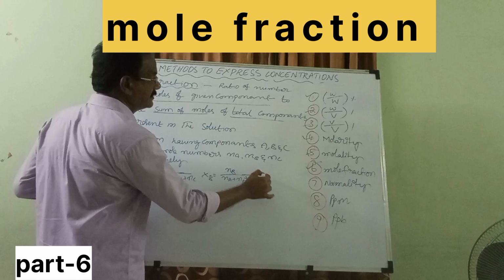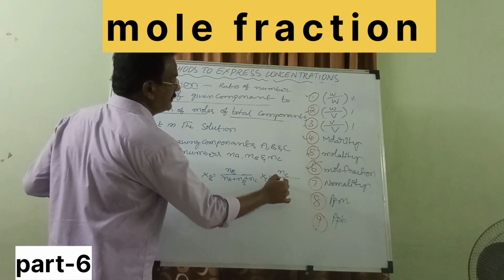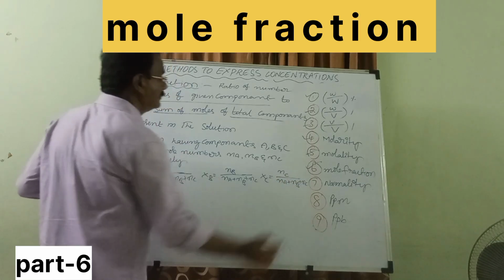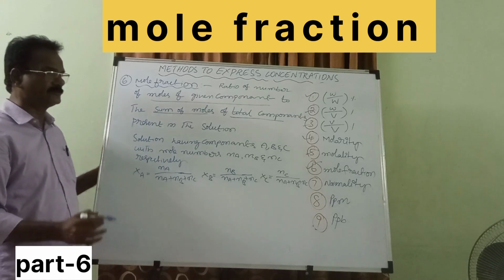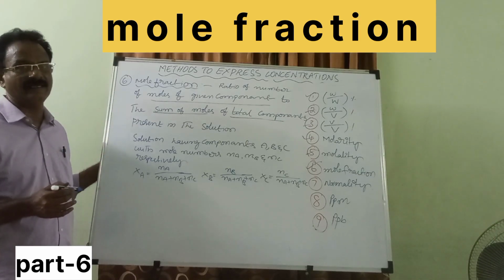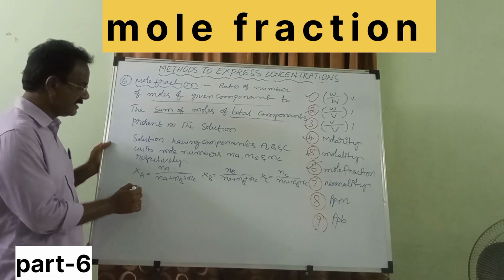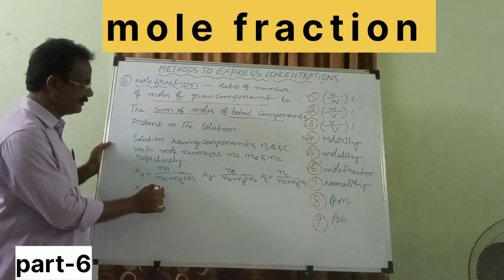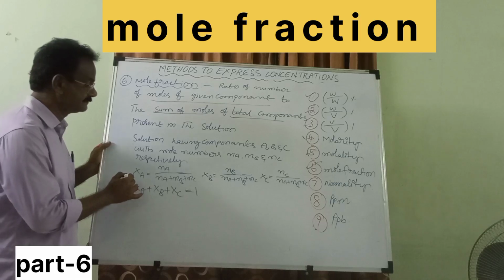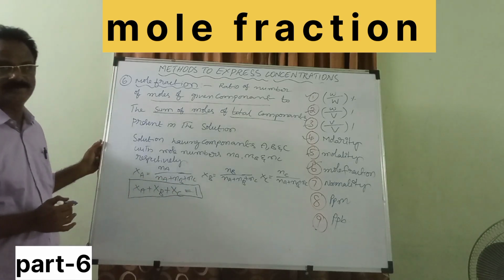Are you understanding what is happening here? Xc is equal to Nc by Na plus Nb plus Nc. This is the way to obtain the mole fractions of each component. Is it clear? The most important thing to remember is Xa plus Xb plus Xc always equals 1. This is a very important point regarding mole fraction.